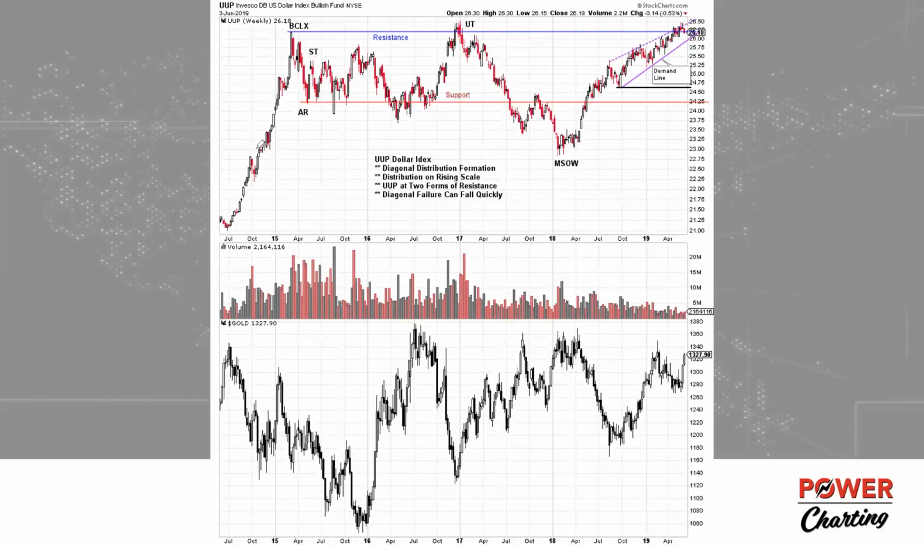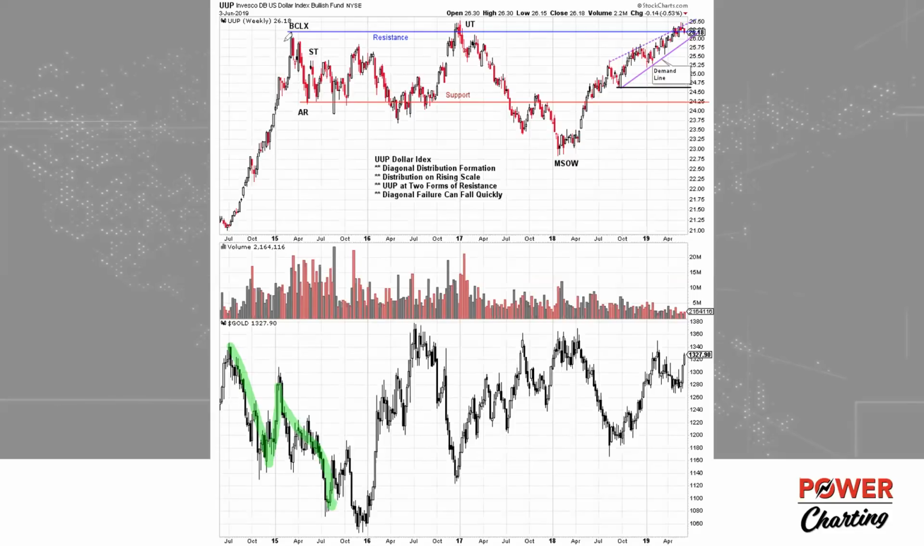In the case of this most spectacular rally in the dollar back in 2014, 2015, during that time, gold was generally in a declining trend. As we would expect, gold is dropping as the dollar's becoming more and more valuable against other world currencies. So this is an inverse correlation.